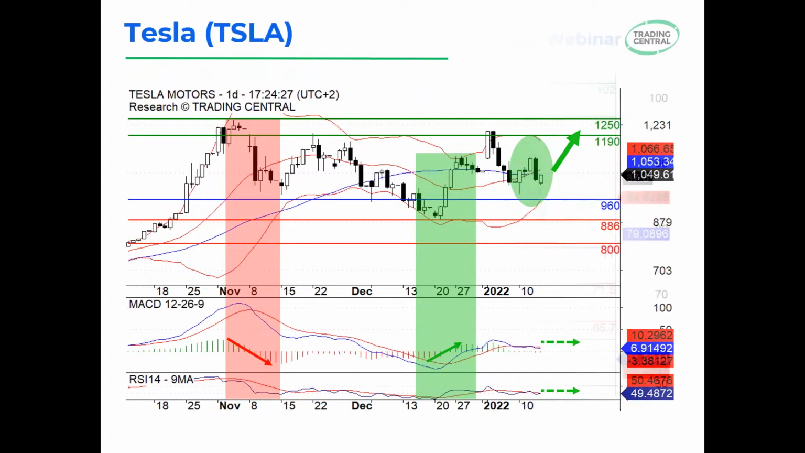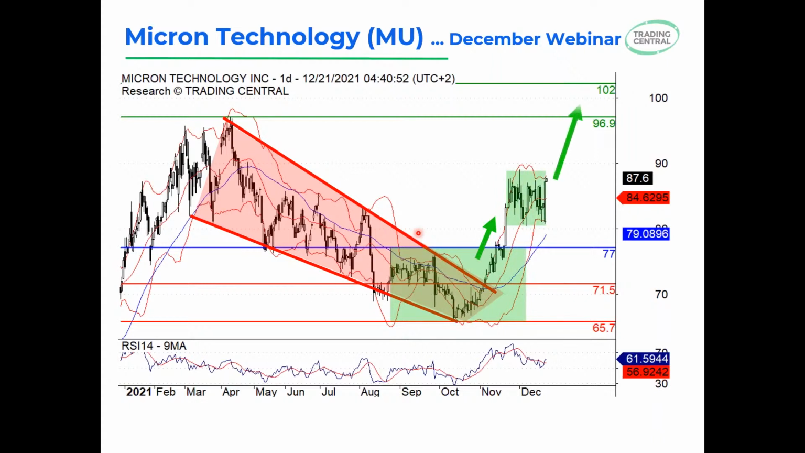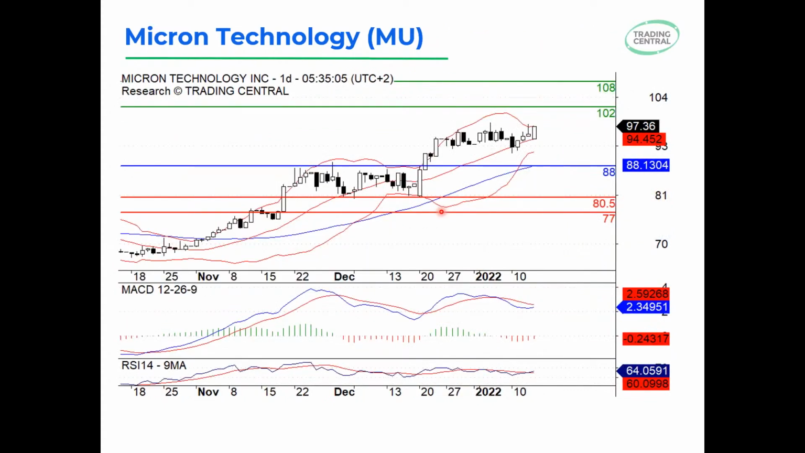Okay. Now, Micron Technology, MU, it is a semiconductor stock. Well, in the last webinar in December, we recommended this stock. These are the patterns we drew at that time. Okay, we are bullish. Not bad. In fact, this stock reached the first target, I think.